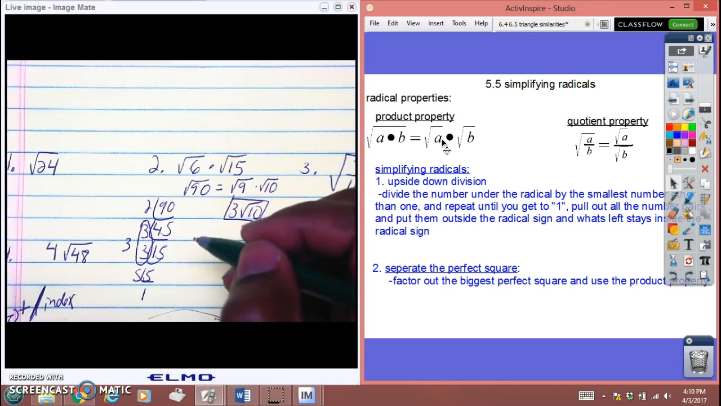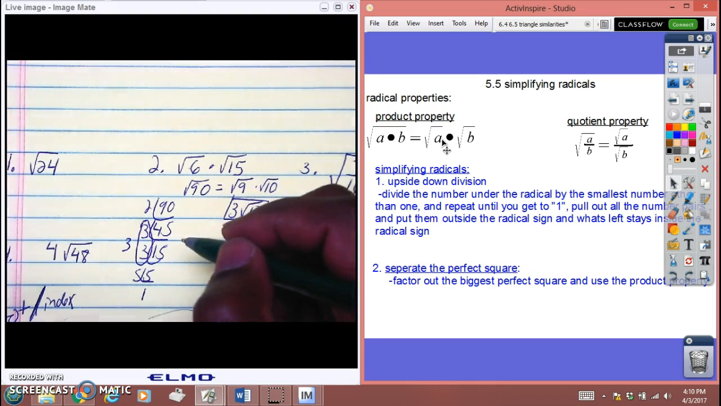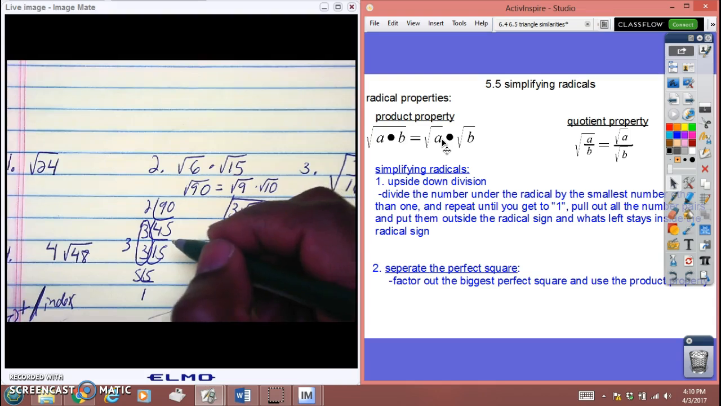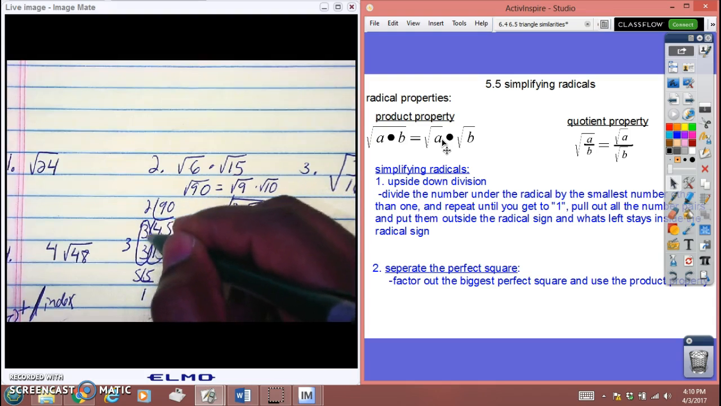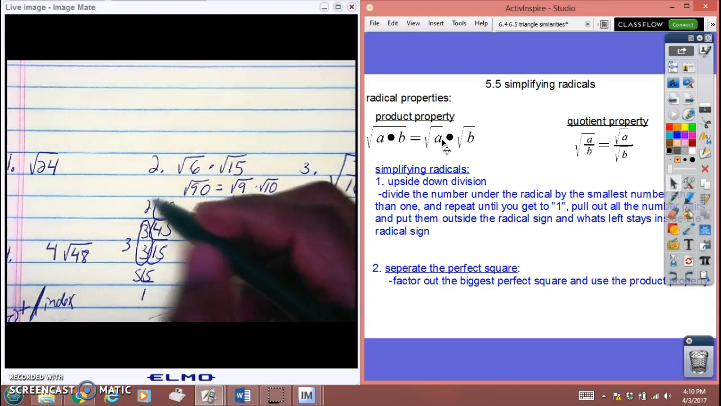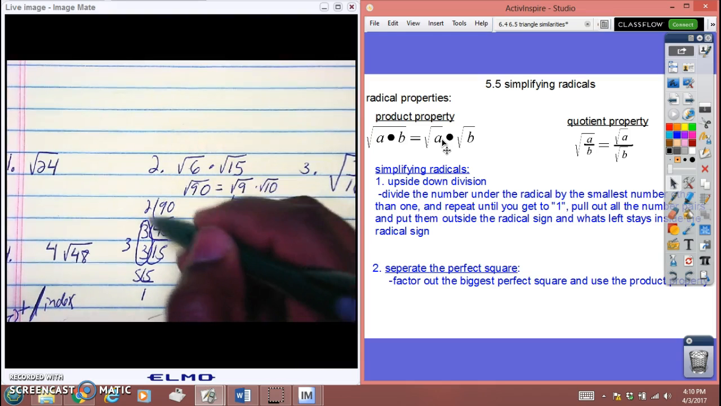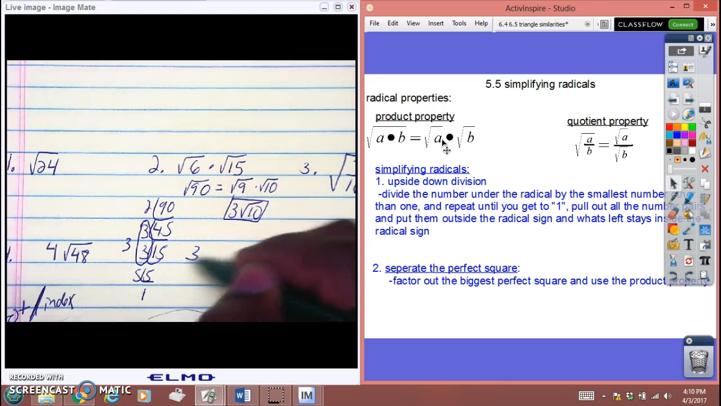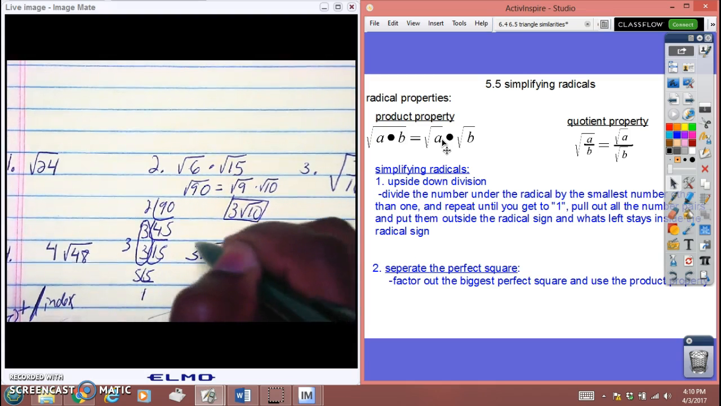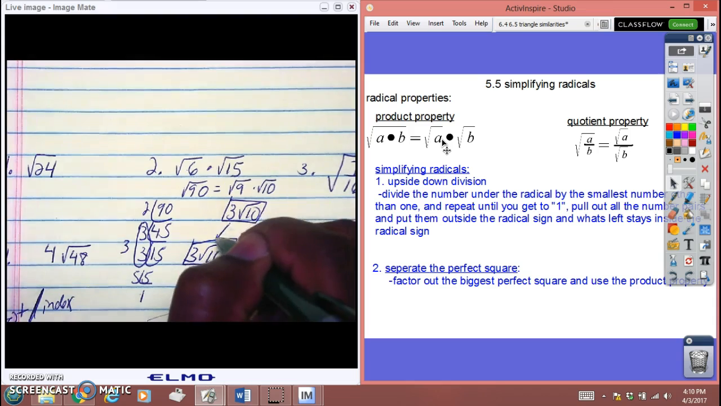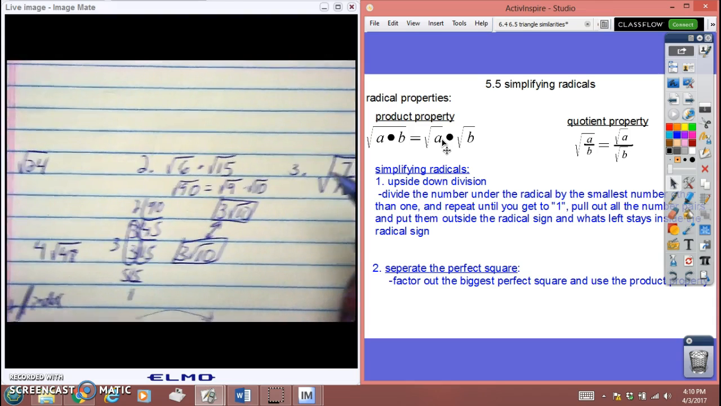And again, why am I saying a pair? Because this is a square root. If this was a cube root or fourth root, it would take 3 or 4 of those same numbers to come out. So a 3 comes out, and whatever's left over, you multiply and it stays underneath the radical. 2 times 5 times 1. And that's where you get your 10. I get the same answer here. Either way is okay.